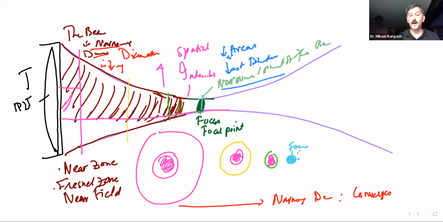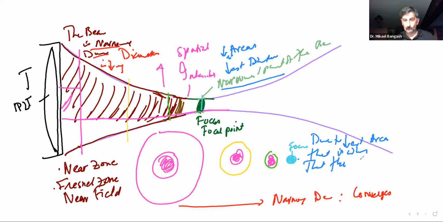And since this is the point of the beam where it has the smallest area, that is why the focus, or what we also call the focal point, is where the beam has the greatest intensity.